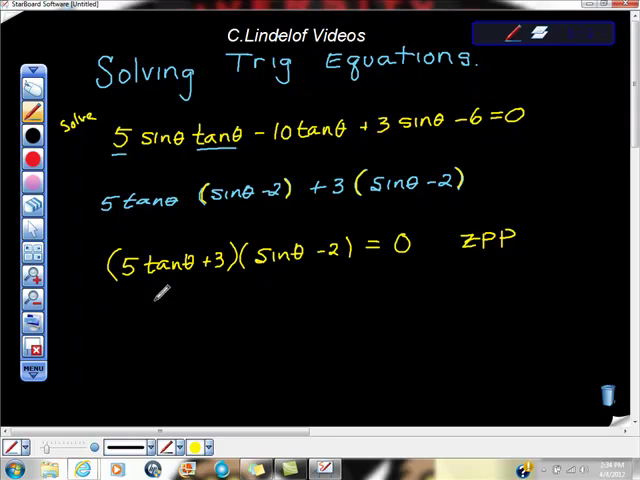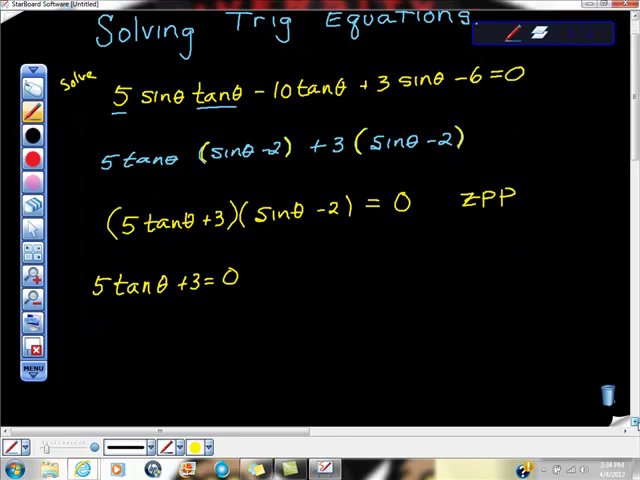So what I'm going to do here is just set this thing equal to 0. So I'm going to ask the question, when is 5 tan theta plus 3 equal to 0? And if you do your algebra here, you're going to get that tan theta is equal to negative 3/5, right? And if you do the same thing on this side, you ask yourself, when is sine theta minus 2 equal to 0? You would get that sine theta would have to be equal to 2.